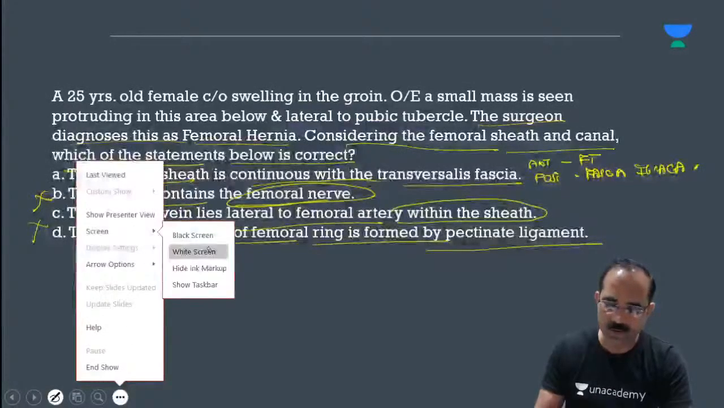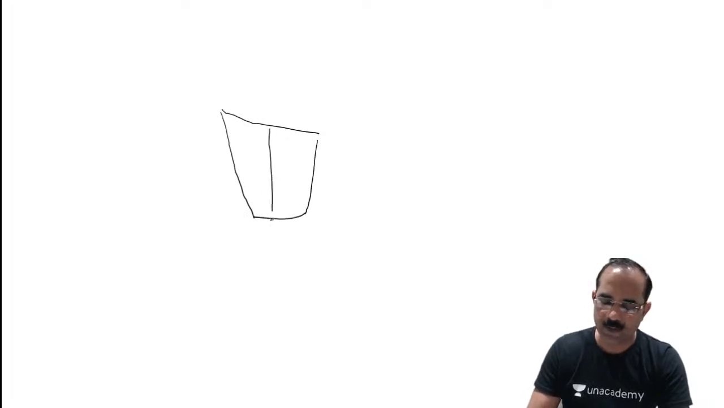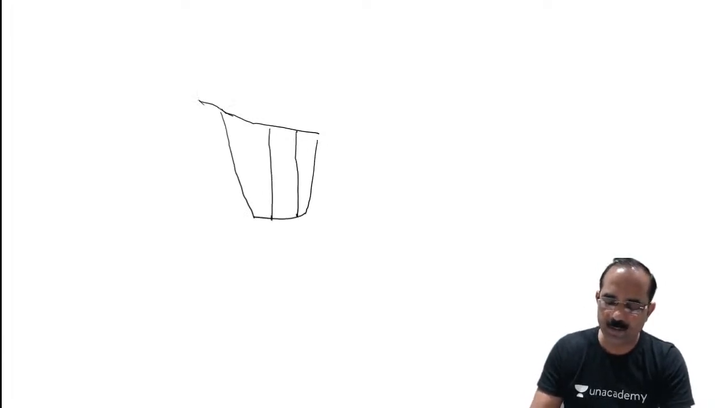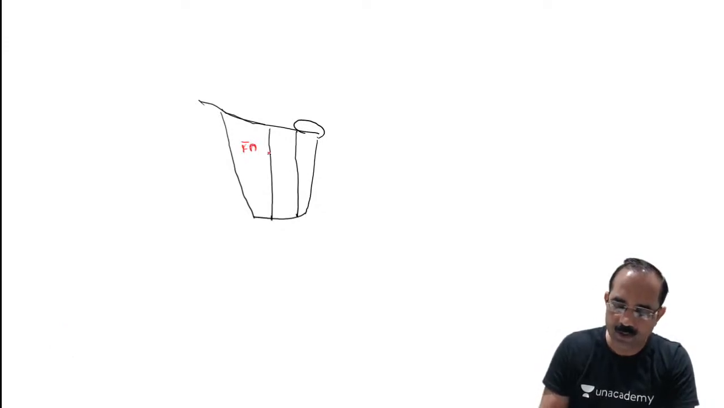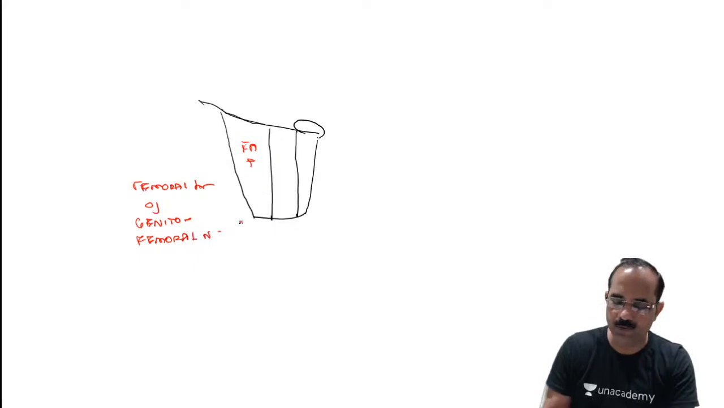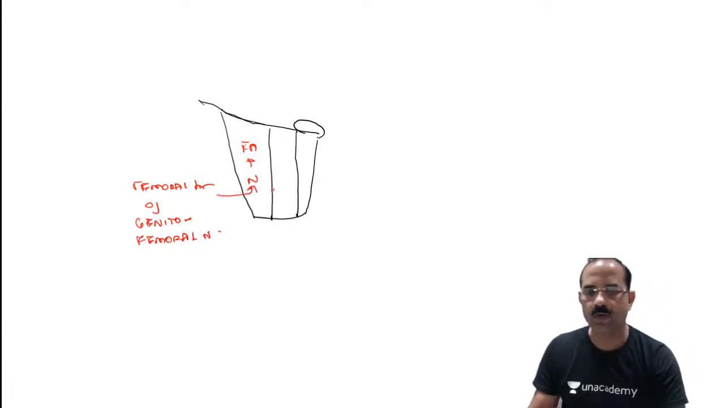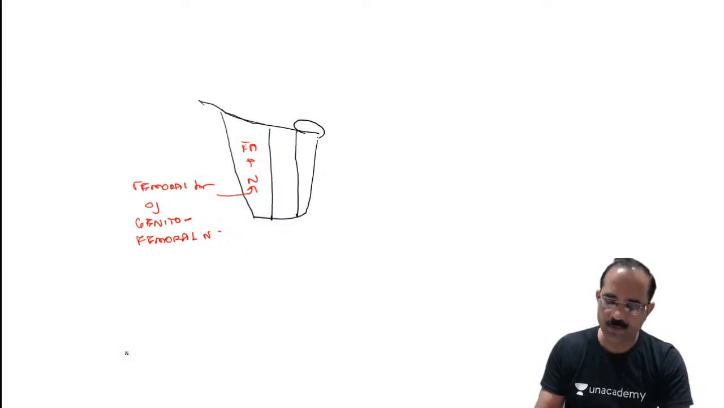Let me just draw this for you, students. Okay. So that's the femoral sheath. That's the lateral, that's the intermediate, and that's the medial compartment. This is the lateral compartment. What is present in the lateral compartment? This is going to be the femoral artery plus the femoral branch of the genitofemoral nerve.